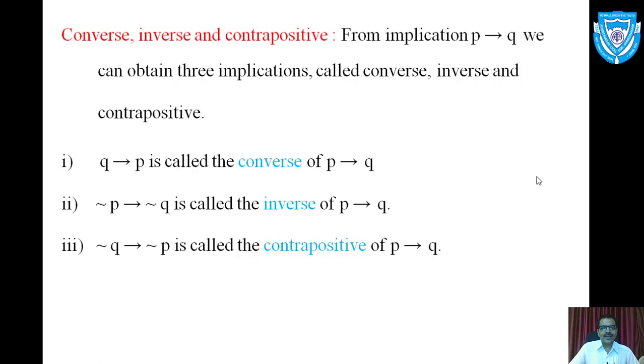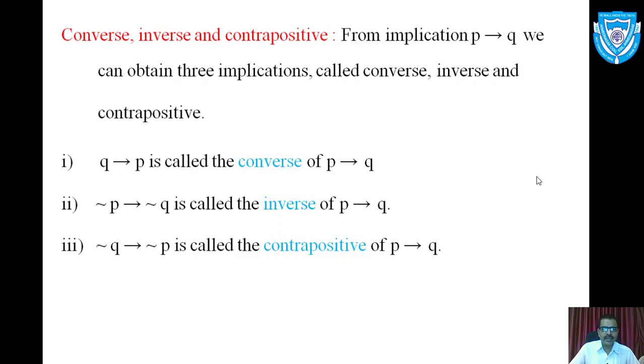Now from the implication P implies Q, how to obtain the converse? Note that in the implicational statement P implies Q, P is called the antecedent while Q is called the consequent. To obtain its converse, keeping the connective, implication, as it is, only interchange the places of antecedent and consequent. Q should be placed at the place of P and P at the place of Q. So the converse of P implies Q becomes Q implies P.